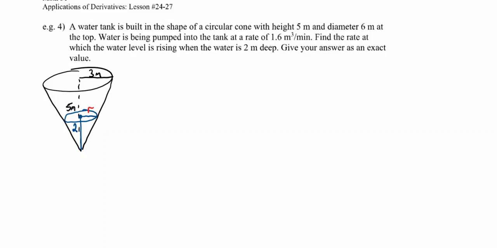So we have a height. Height is equal to 2 meters. And that one is changing over time, right? We know dV/dt is equal to what? 1.6 meters cubed per minute. Yeah, the volume, 1.6 meters cubed per minute. And we're looking for dH/dt.